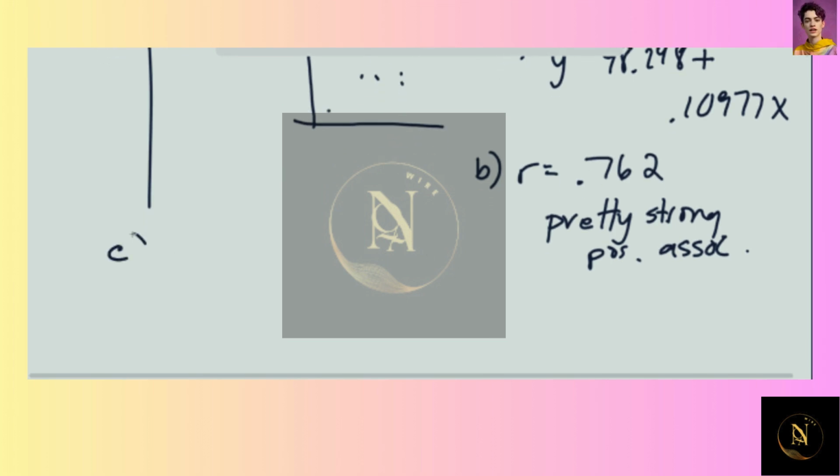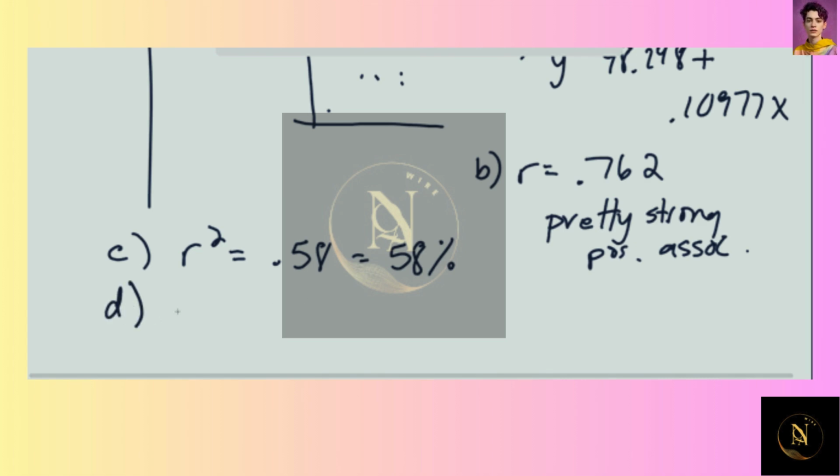Part C asked how much of the variability in the house price is based on this linear association between house price and square footage. That is our R squared, which is 0.58. So 58% of the variability in house price is explained by this linear relationship. The other 42% comes from other factors, but most of it is based on the relationship between those two variables.